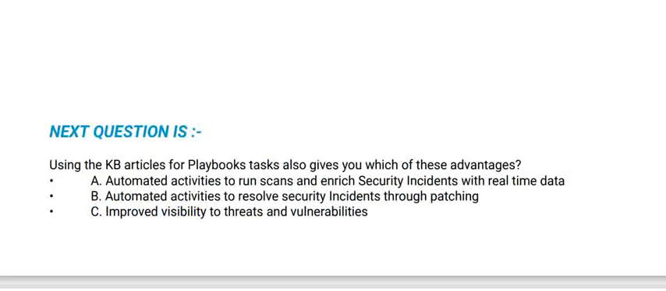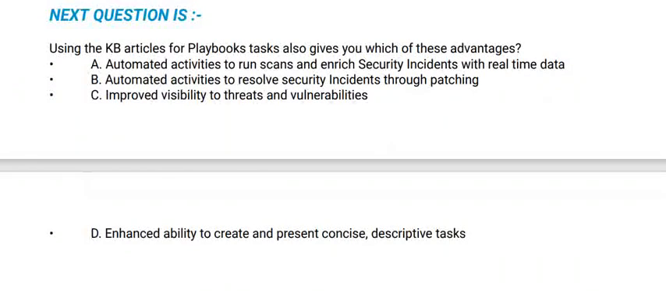Next question is, using the KB article for playbooks tasks also gives you which of these advantages? Options are option A, automated activities to run scans and enrich security incidents with real-time data. Option B, automated activities to resolve security incidents through patching. Option C, improved visibility to threats and vulnerabilities. And option D, enhanced ability to create and present concise descriptive tasks. The correct option is option C.